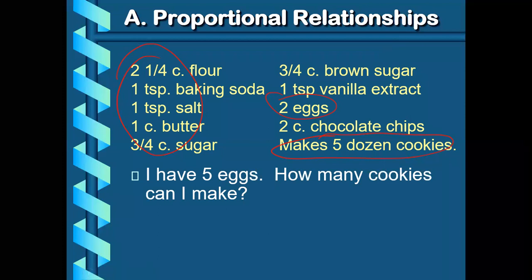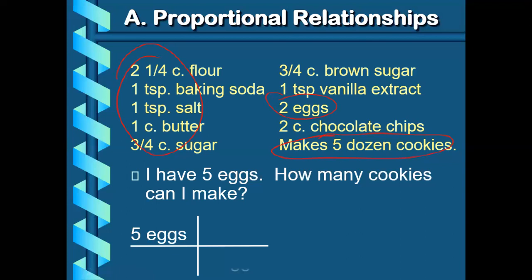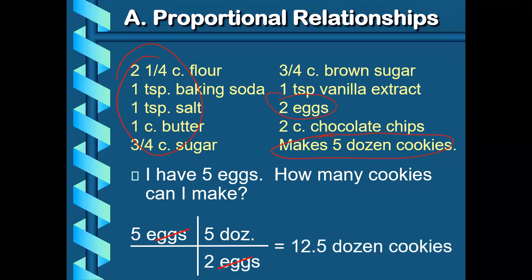So if one batch of this recipe requires 2 eggs, and I look in my fridge and I have 5 eggs, and I know that I have plenty of all of my other ingredients, how many cookies can I make? Well, I know that if I double my recipe, I'm going to need 4 eggs. So 2.5 times this recipe is going to use up my 5 eggs. I start off with 5 eggs. I know that 2 eggs is going to get me 5 dozen cookies. 5 times 5 gives me 25, divided by 2 means that I can get out 12.5 dozen cookies.